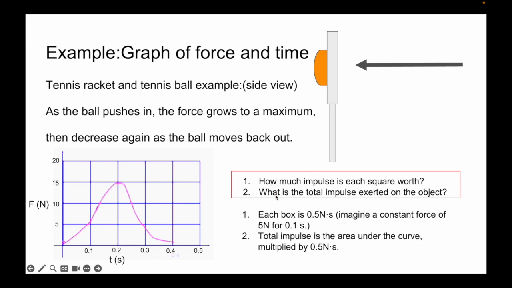For the second part, what's the total impulse exerted on the object? Well, the total impulse is going to be the area under the curve. I've taken that area and multiplied it by 0.5. I count about 4.5 squares. 4.5 squares times 0.5 is going to give us about 2.25 newton seconds.